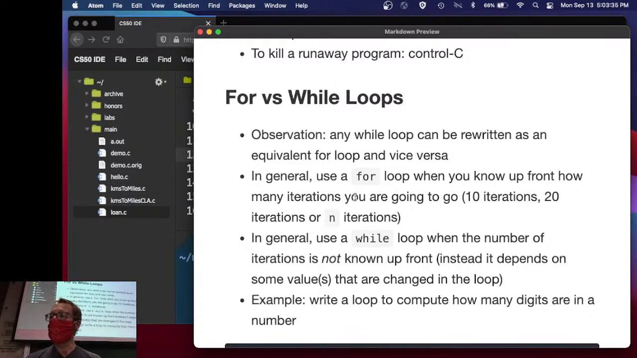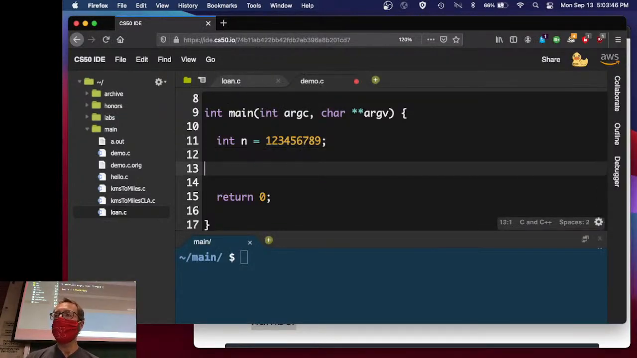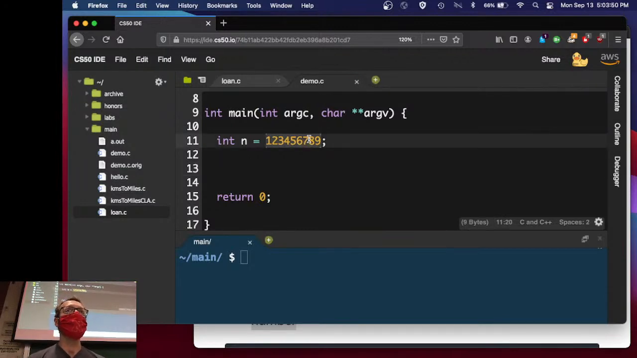And one example that we're going to take a look at is we're going to write a loop to compute how many digits are in a number, okay? Just to get some more practice here. Now, for this particular example, we've got a number here with 9 digits because I constructed it that way. But if I read that in from the user, would we know how many digits are in that number to begin with? No, that's what we're trying to compute. If we knew that up front before the loop, we wouldn't have to write a loop because we'd have that answer, right?